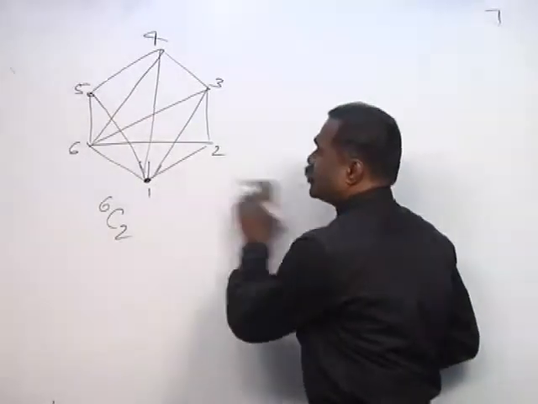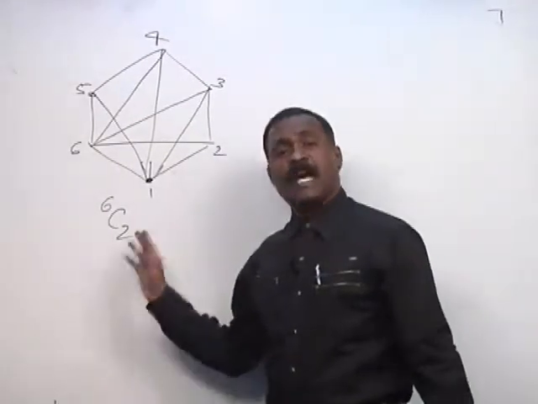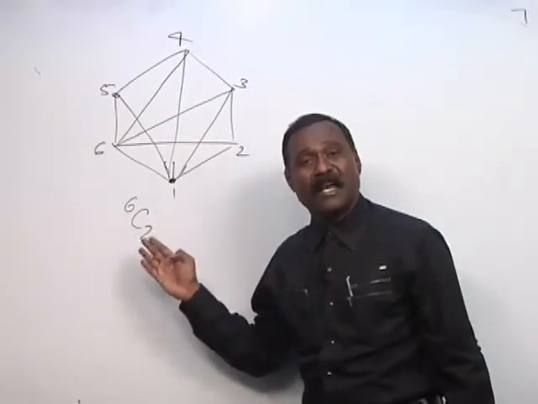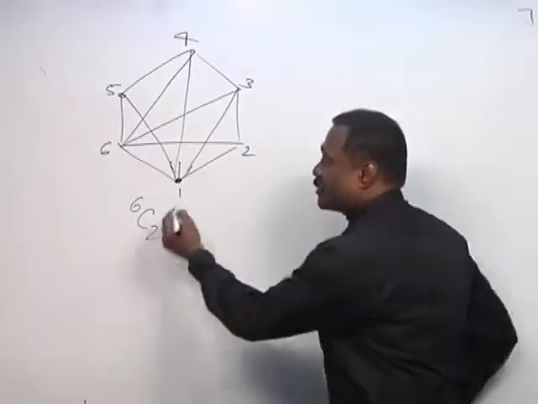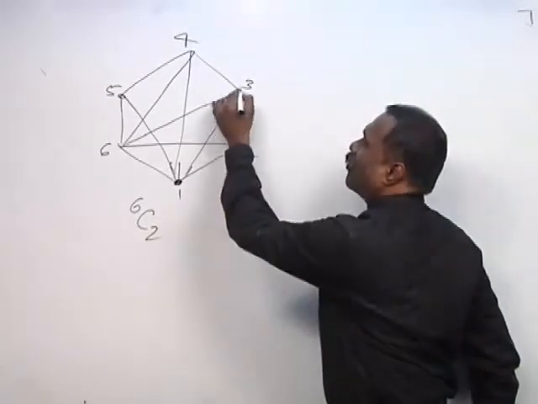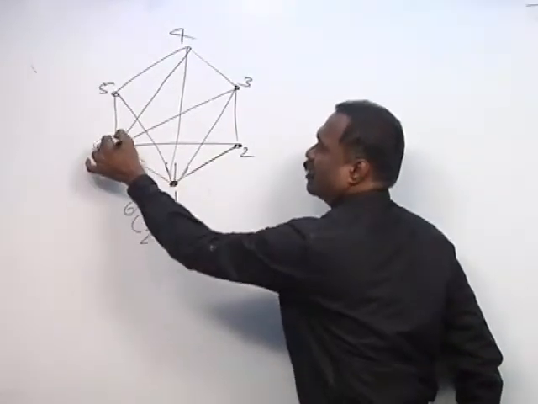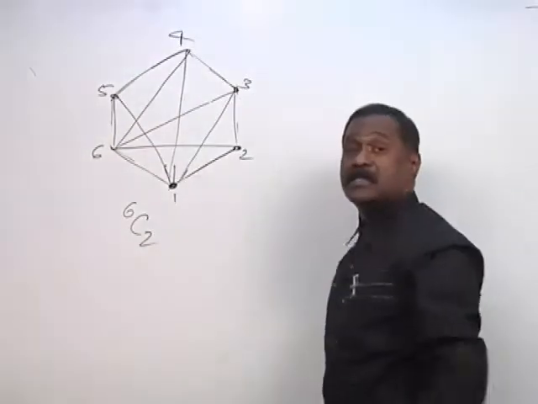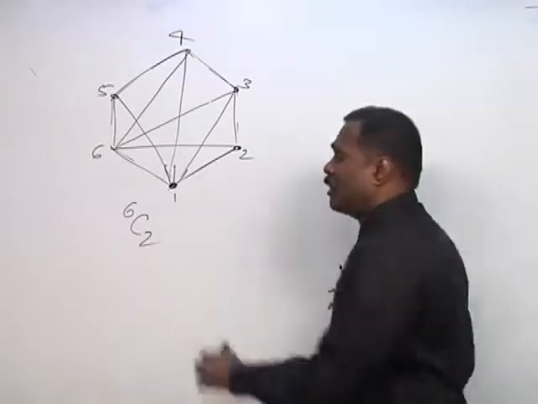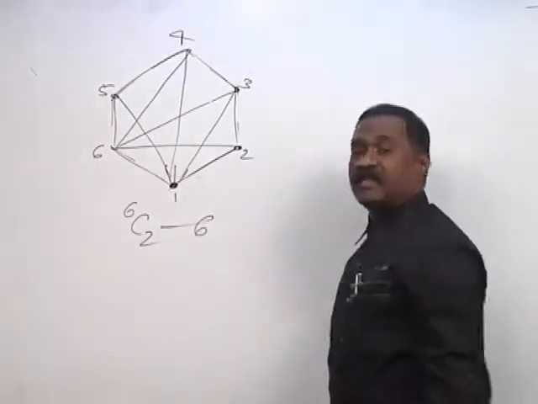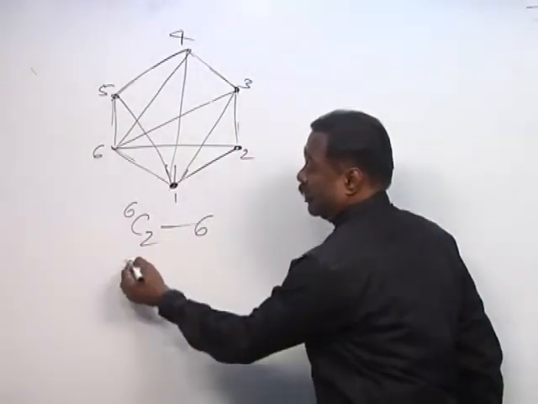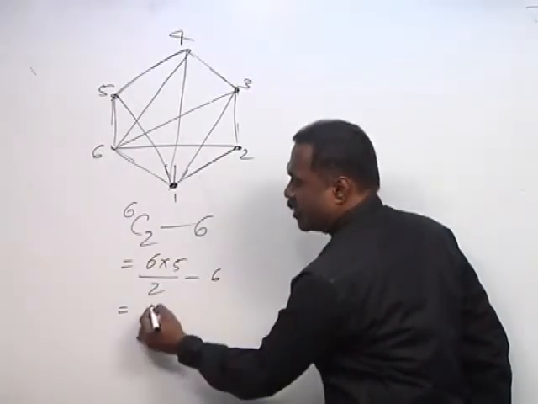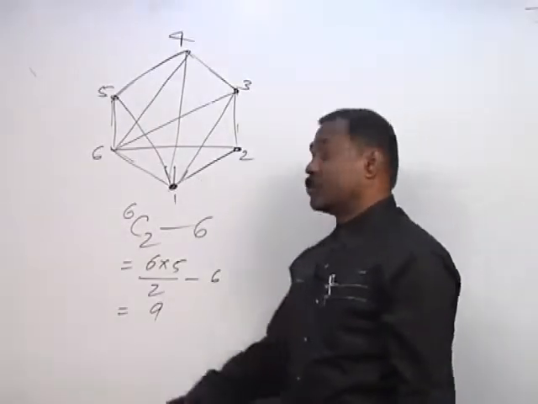So 6C2 diagonals can be formed, but among them, you understand, these 6C2 may be sides also. This is one side, not a diagonal, this is a side, not a diagonal, this is a side, not a diagonal, this is a side, not a diagonal. How many sides are there? 6 sides are there. 6C2 minus 6 are the diagonals. What does it mean? 6 into 5 upon 2 minus 6, it is 15 minus 6, which is nothing but 9 diagonals can be made.